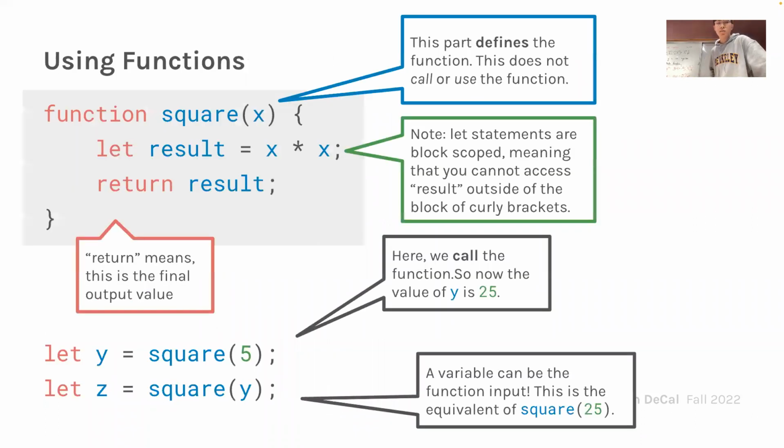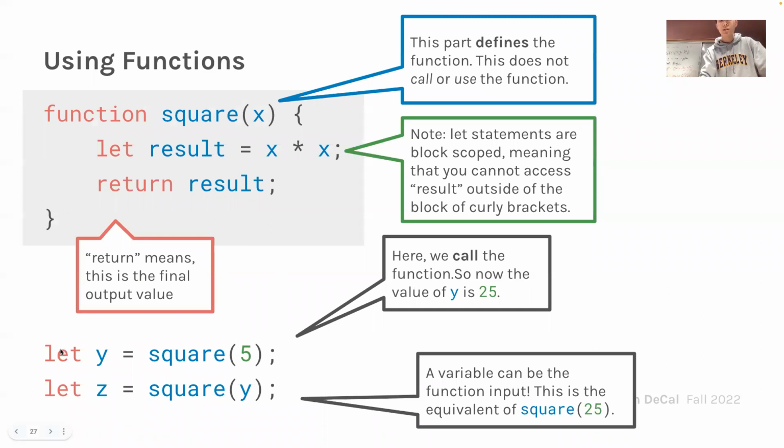Okay, so using functions, we kind of already covered this. We've defined the function by writing out this block of code, but this alone doesn't actually use the function. It's just a tool that we've defined and it exists. Don't worry about this yet. We'll talk about scoping in a second. And then the return value is indicating what we're going to output.